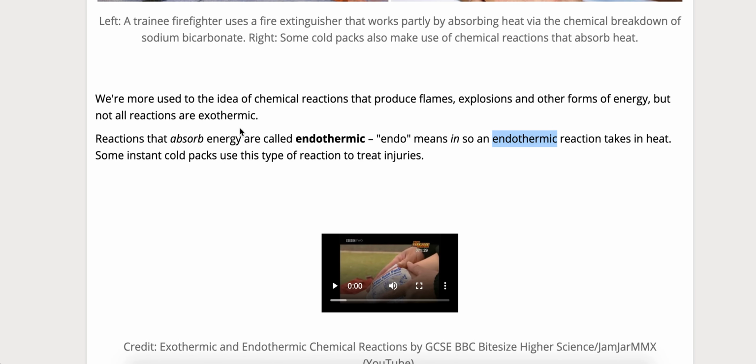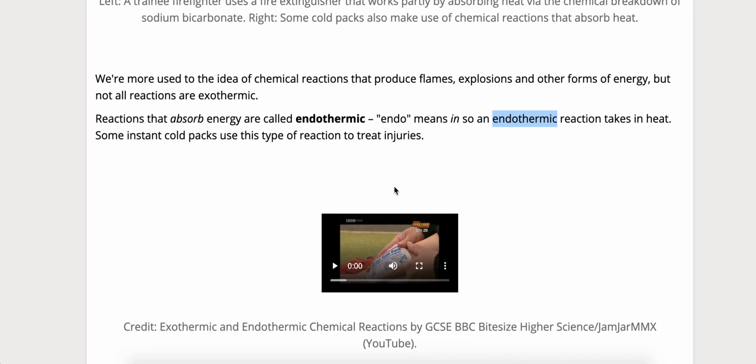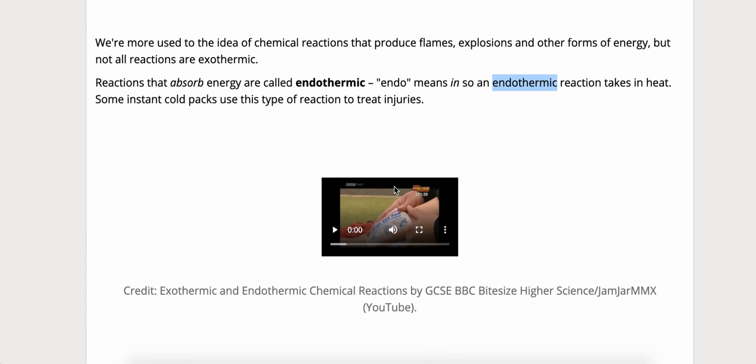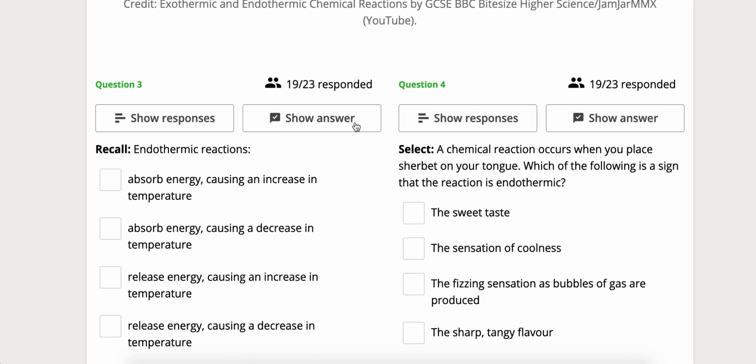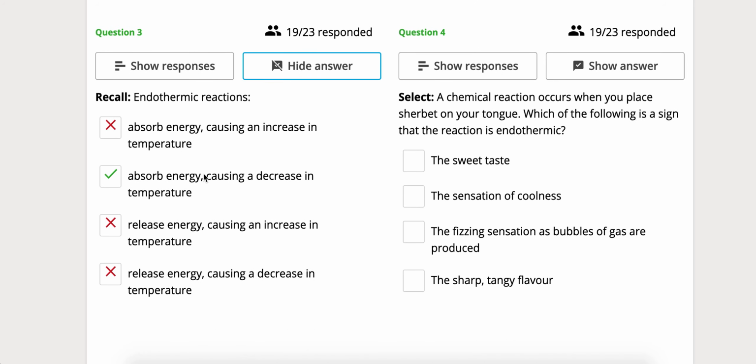With the information that we are given up the top here, we are aware that endothermic reactions absorb energy from the environment in order to cool down. As a result, the only plausible option here is B. Endothermic reactions absorb energy, therefore causing a decrease in the temperature.